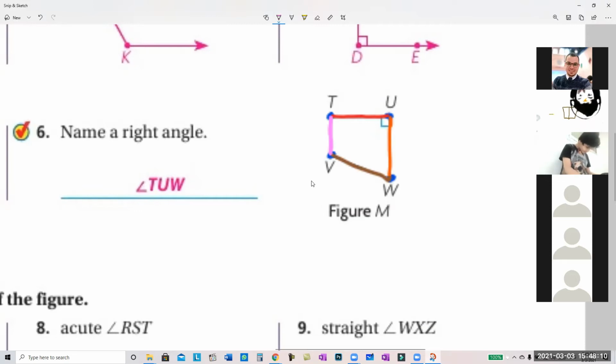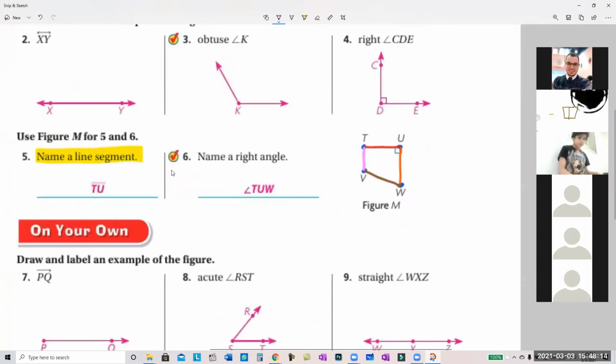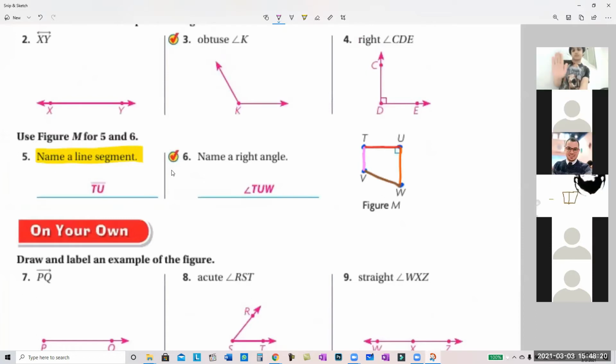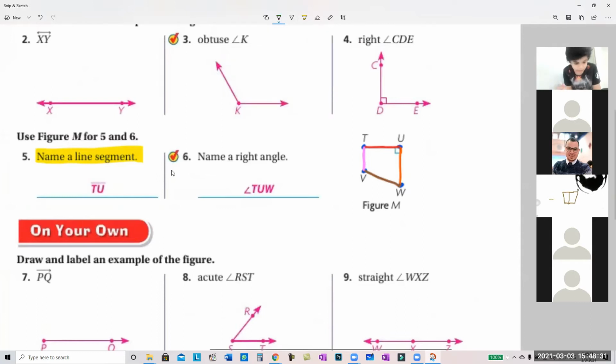Okay, I will ask someone to give me one line segment. Okay, name it for me. Yes, Idris? Can I answer? Yes, Idris. Tell me one line segment from this figure.